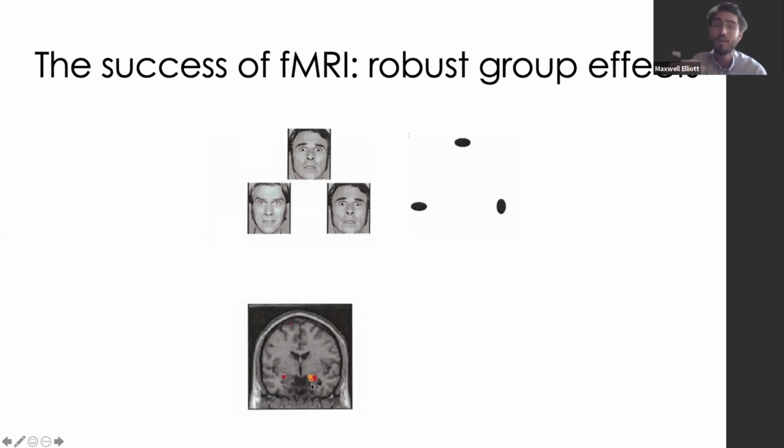Importantly, this is a within subjects contrast. What this means is that you bring a bunch of people into your fMRI scanner, one at a time, you scan each of them, and you compare activation during faces to activation during shapes. So this is a within subject contrast because you're comparing activation to faces to activation to shapes.